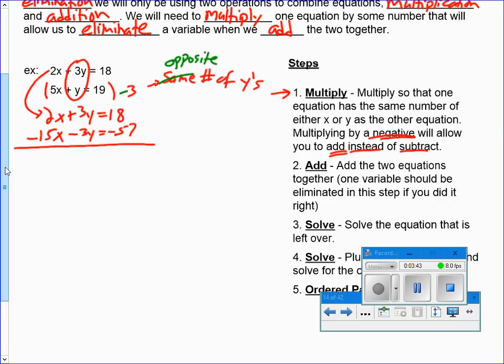Once we have it set up that way, we add the two equations together. If you've done this correctly, one variable should be eliminated. If you still have x and y after this step, go back and check your work, something's wrong. So we add these together, we see that positive 3y and negative 3y cancel out. This leaves me with negative 13x, and on the other side leaves me with negative 39.